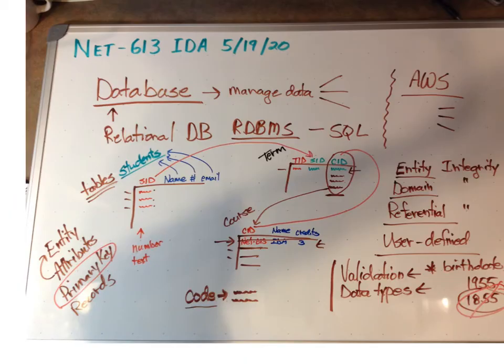To wrap up, we talked about databases, specifically relational database management systems. Database is how we manage data. There's some good examples in AWS, different types of managing data. So what we're looking at though is SQL.